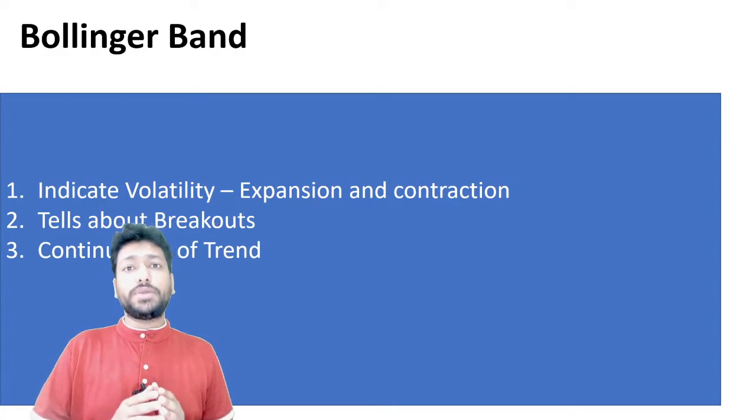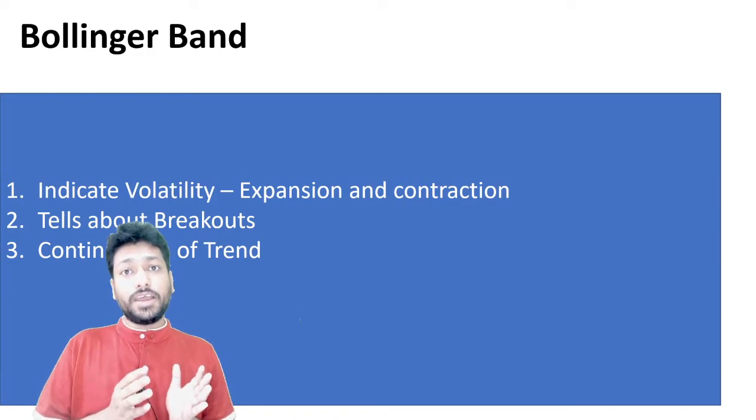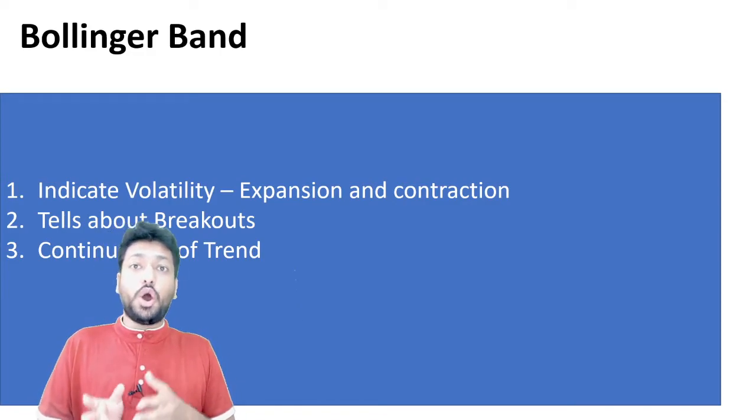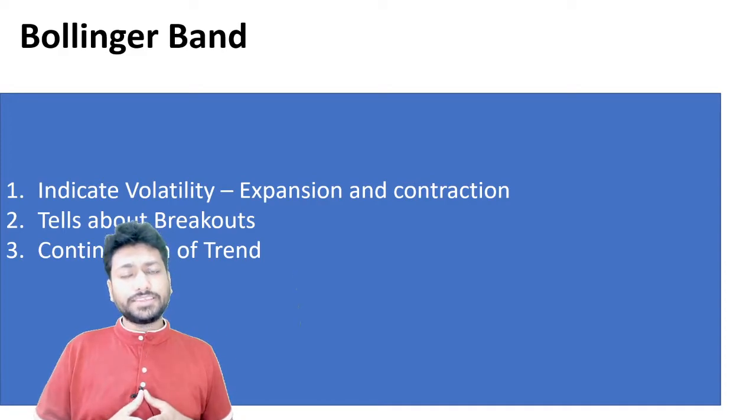The breakout can be a positive breakout or a negative breakout. That whole depends upon the accumulation of other charts along with the Bollinger Band. You can use the RSI chart, you can use other kinds of charts also with this Bollinger Band.